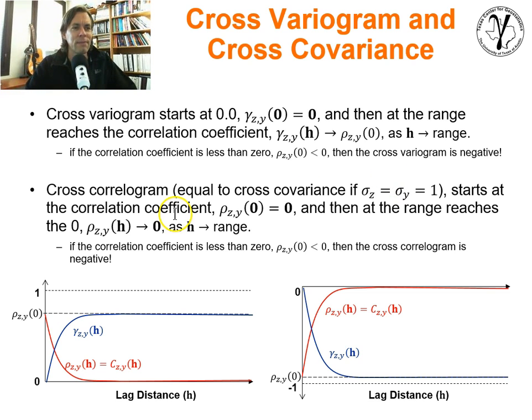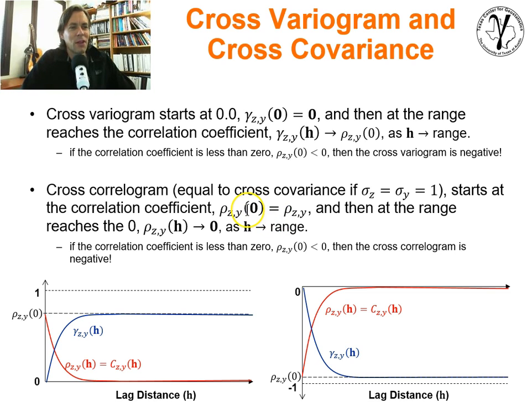So the cross correlogram will start at the correlation coefficient. So right here, if it was a positive correlation coefficient, or it could start right here if it was a negative correlation coefficient. And at the distance of the range, it will rise if negative, it will drop if positive, and it will reach 0. And at the range, there is no correlation between the two variables.